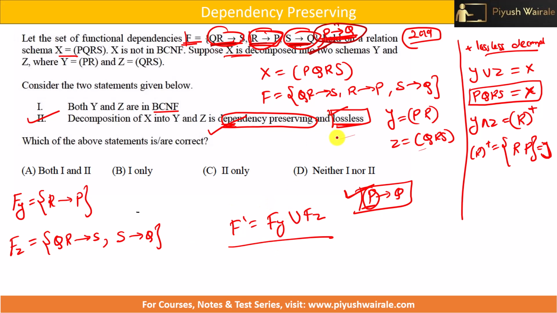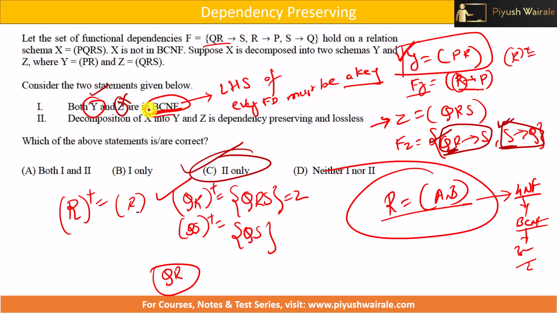We already discussed lossless decomposition and normalization in detail. I hope you understand the solution we have discussed in this video.